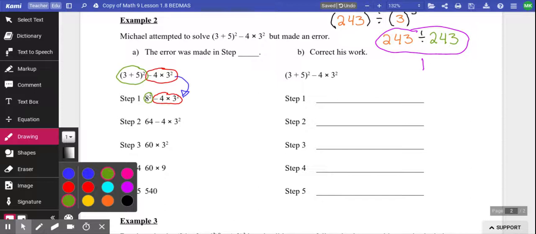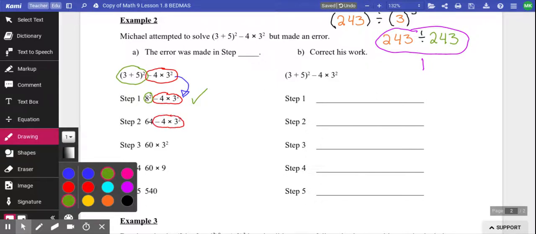If I was doing this question, what I would have done is add 3 plus 5 to get 8, and that would have been proper because that's inside the brackets, which is what BEDMAS says to do. That means step 1 is done properly. Then try to figure out what's changed from step 1 to step 2. Again, this has remained the same.